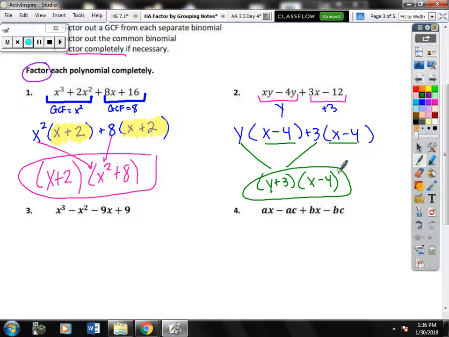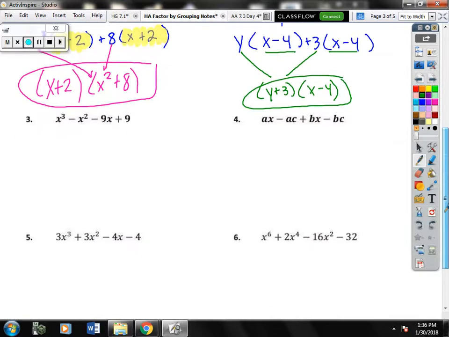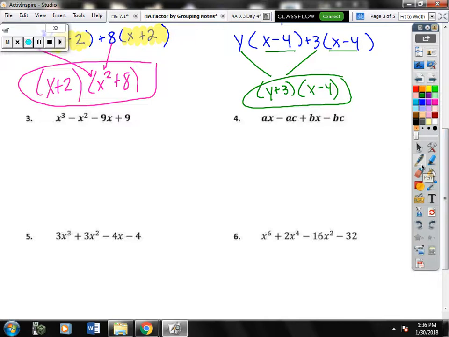If you wanted to check, you could foil that. All right, now we're going to run into a problem in number 3, in case you haven't noticed it already. We're going to have different symbols here. Which is going to prove to be a problem. Not a big problem, just a little problem. GCF for the first 2? X squared. GCF for the second 2?